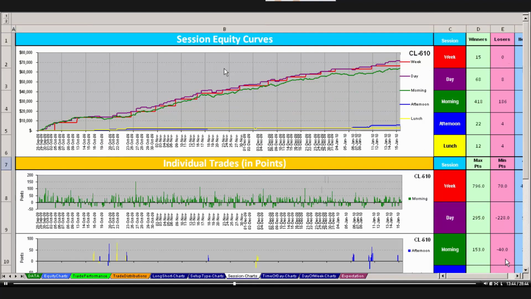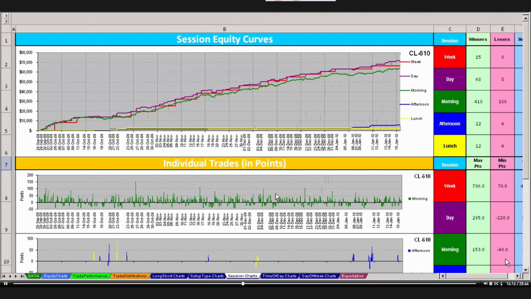Your session equity curve here shows the trades that are done by the day in the purple, the week in the red, every morning in the green, every afternoon in the blue, and then over the lunch session in the yellow. Once again, at a glance, you can see that there weren't a whole lot of afternoon trades taken in this trading run here. Most of them were morning trades, and you can also see how they stacked up against each other.